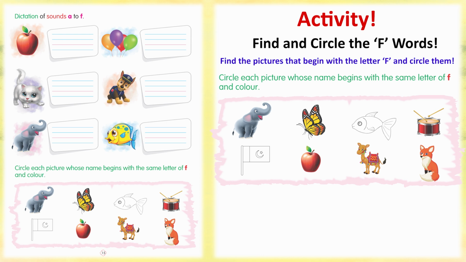Elephant starts with E, no. Butterfly starts with B, no. Fish starts with F. Yes, it starts with F. Now circle and color it.